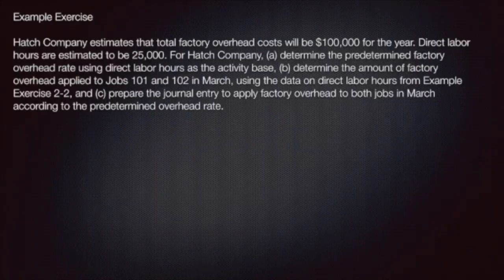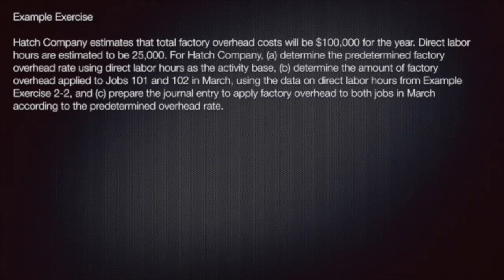Example exercise. Hatch Company estimates that total factory overhead cost will be $100,000 for the year. Direct labor hours are estimated to be 25,000. For Hatch Company, determine the predetermined factory overhead rate using direct labor hours as the activity base.